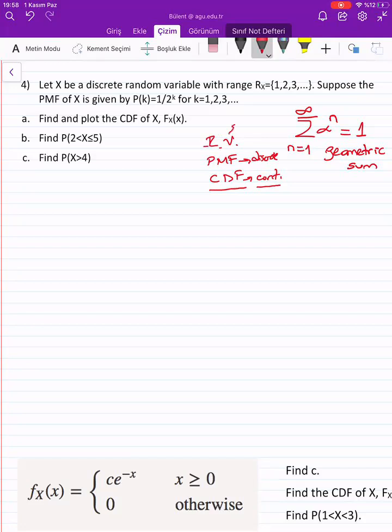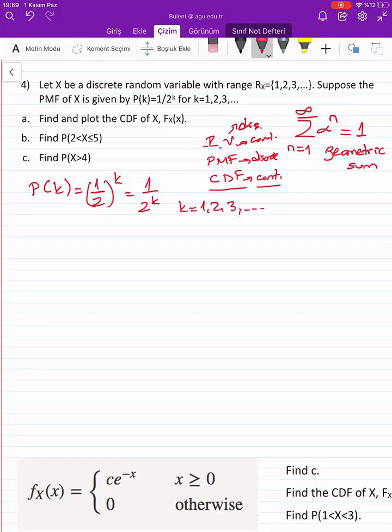So we're dealing with two types of random variables up to now. These are discrete random variables and continuous random variables. So let us look at this example right now. We have a random variable with range 1, 2, or 3. Suppose the PMF of x is given by pk. Pk is equal to 1 over 2 to the power k. Okay, and k is going to be like 1, 2, or 3, and so on.